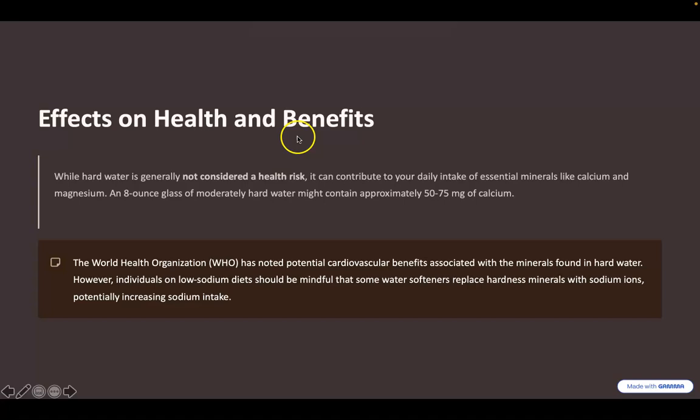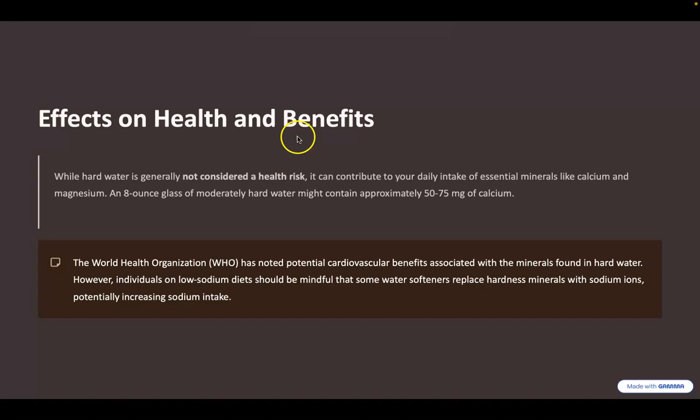So, effects of this hardness on health and benefits. What are the benefits also? So if the water is hard, then it is not considered as a health risk. It can contribute to your daily intake of essential minerals like calcium and magnesium. It is estimated that moderately hard water might contain approximately 50 to 70 milligram of calcium. So that we can use in our daily routine, or we can drink it without any health issues.